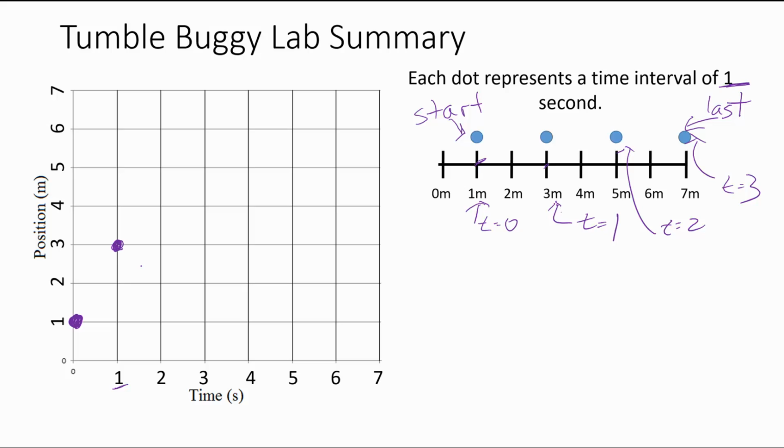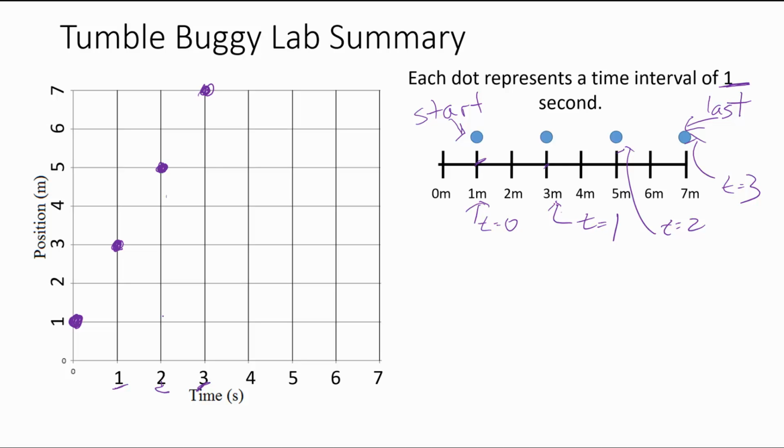Next I have at t equals 2, we're at 5 meters. So I go all the way up here to 5 meters. And then for t equals 3, we're at 7 meters. So I find 3 here, I follow that all the way up till 7, and then I mark there. So there are our dots. Hopefully we see that this looks like a pretty linear line.